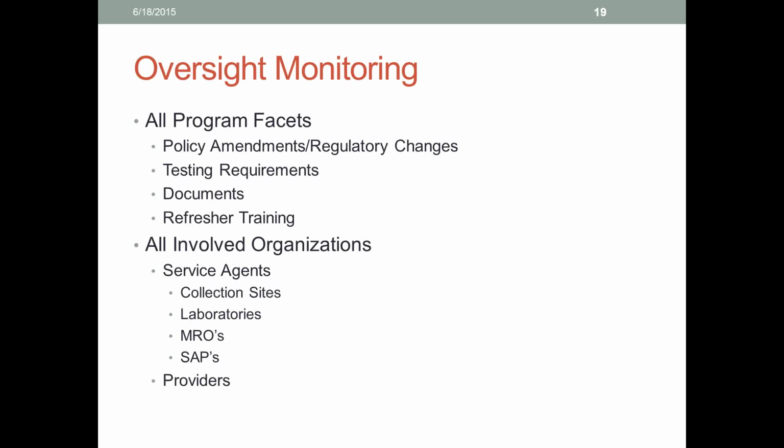Oversight monitoring. All program facets are the responsibility of the grant subrecipients. This is just not open to negotiation or interpretation. If you accept 5311 funding, you're going to be responsible for everything. Policy amendments, regulatory changes, testing requirements, everything that we're talking about right here. And you're going to have to monitor.